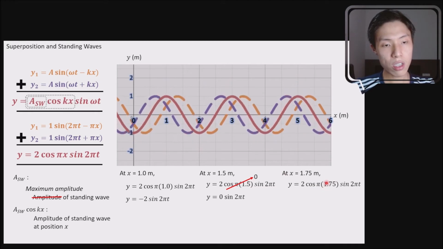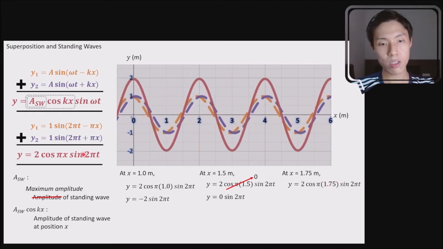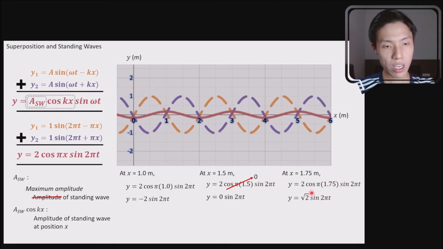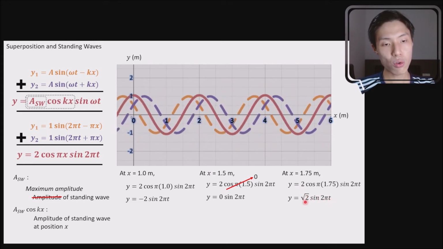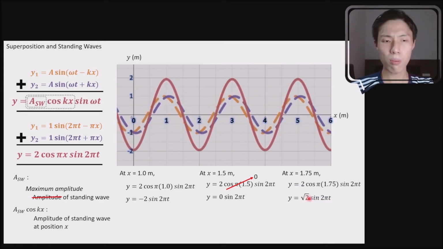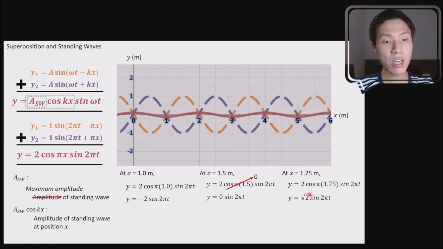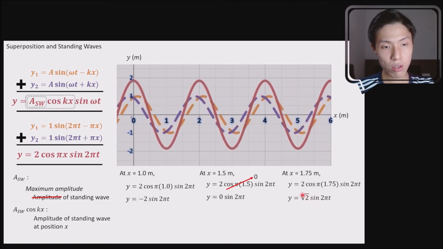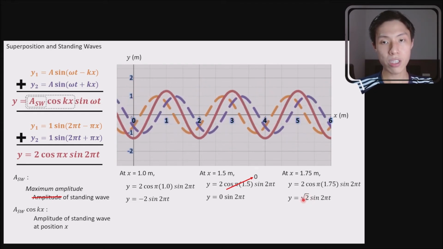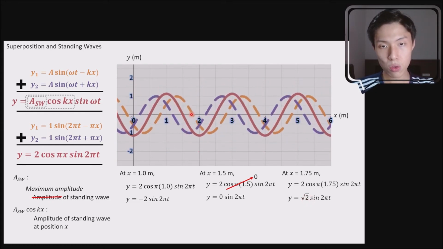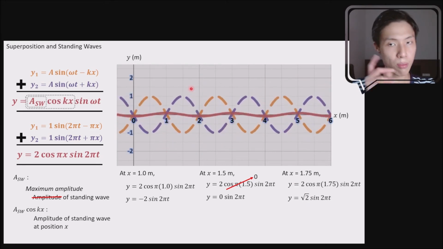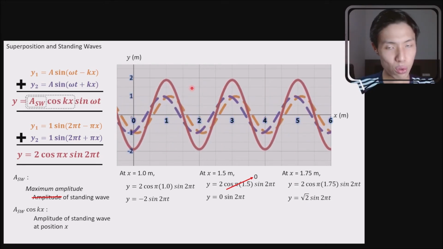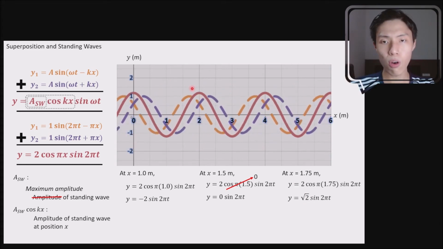Okay, so if you substitute 1.75 to replace the x over here, you should get, okay, so this is square root of 2 sine 2 pi t. So square root of 2 is definitely somewhere between 1 and 2. Something like 1.4, 1.3, can't remember. So this tells you that the amplitude at x equals 1.75 will be square root of 2, which is around 1.4, I think.